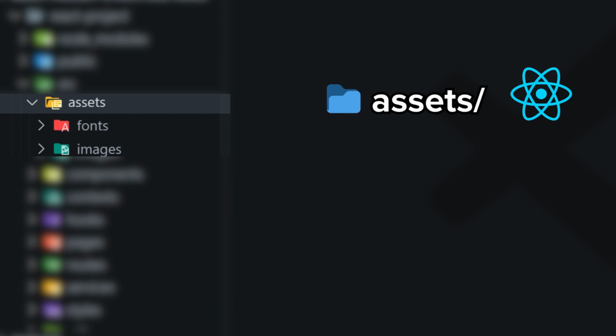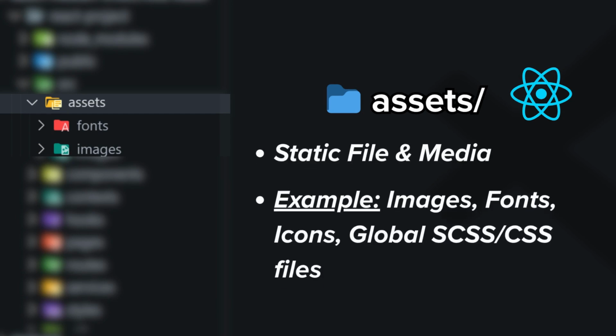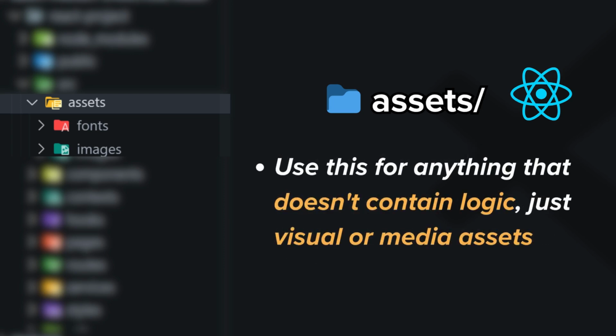First up, the Assets folder. This is where you keep all your static files and media. That means things like images, fonts, icons, and any global CSS or SCSS files you're using. Basically, anything that doesn't involve logic, just visual or media resources, belongs here.